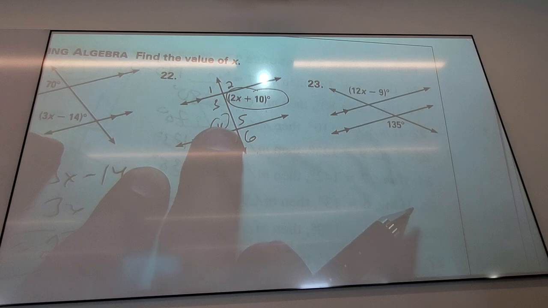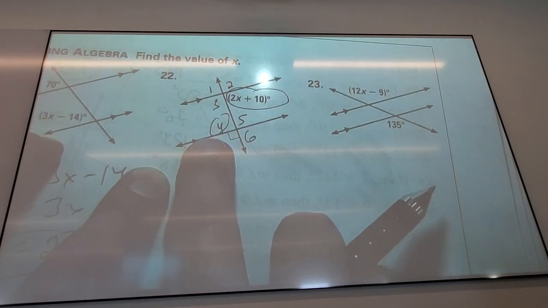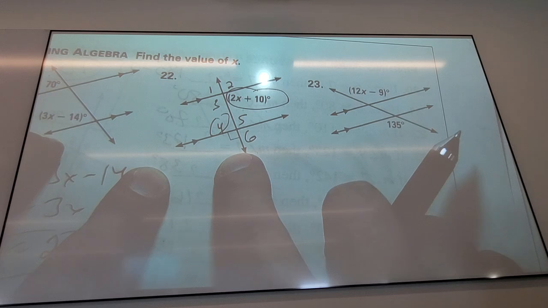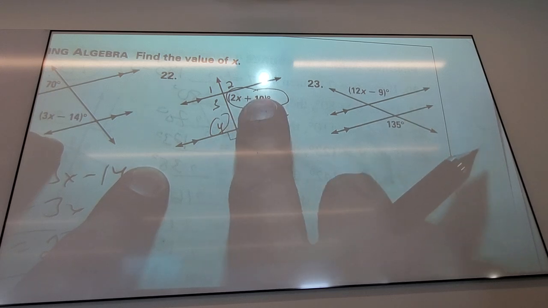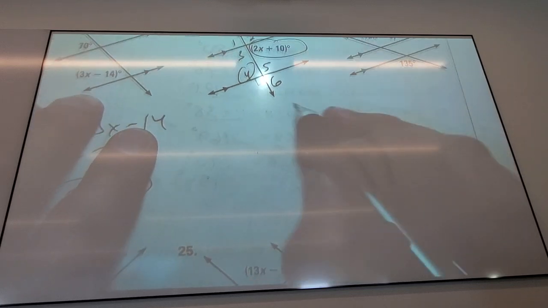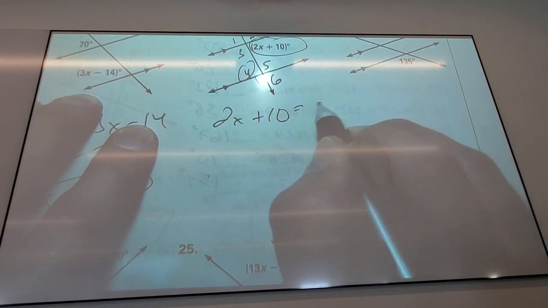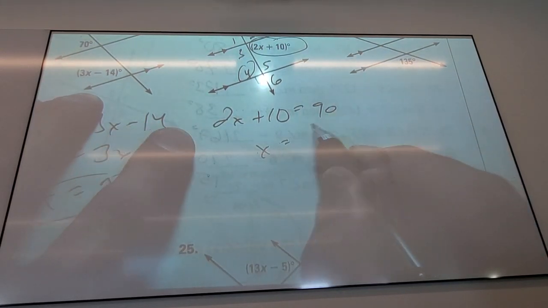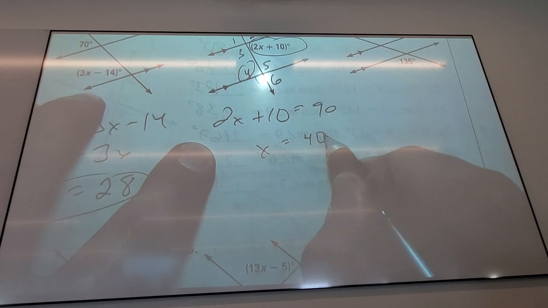Or 4 and 90 have to make 180. These two are equal, therefore these two have to make 180. Yes? Since that's 90, this one just has to be 90. So this one just has to be 90. And you end up getting minus 10 divided by 2, 40. Is that cool?